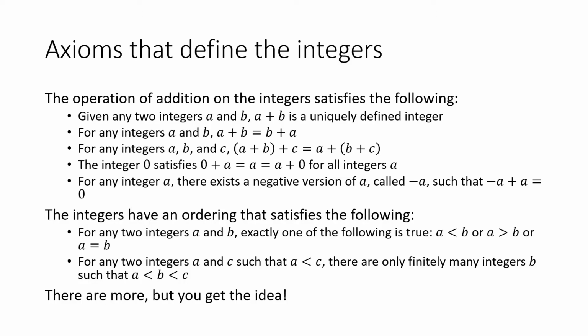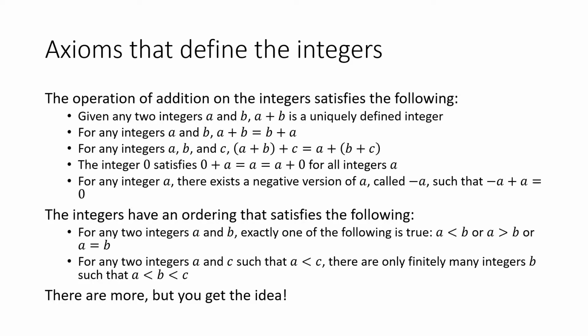So for example, if a is 10 and c is 20, then for b we could have 11, 12, 13, 14, 15, 16, 17, 18, 19, and that's a finite list of only 9 integers that can go in the middle. So there are more axioms for the integers, but these are some of the most basic ones, and I hope you get the idea of what an axiom is from this.